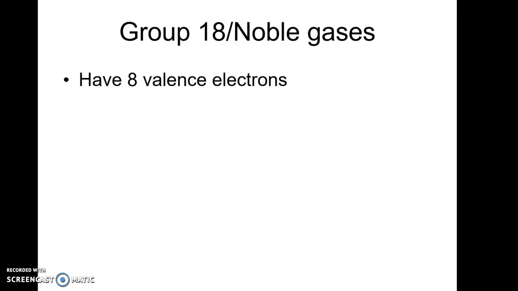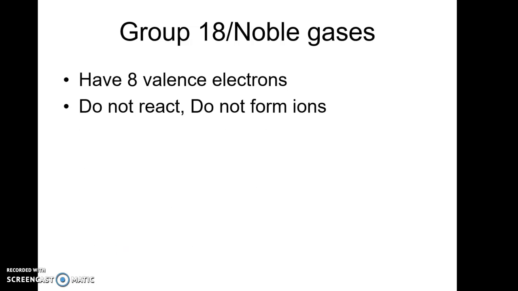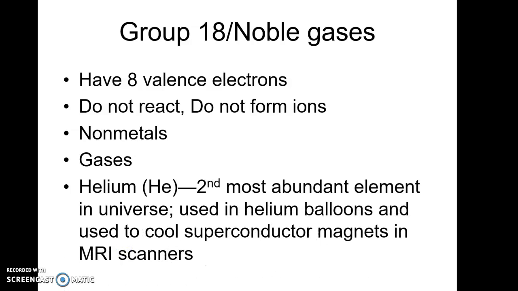All right, let's move to our last column, the noble gases. They have 8 valence electrons. They do not react, and they do not form ions. They are perfectly happy as they are. They are all nonmetals, and as the name suggests, they are all gases. So let's talk about some of them.